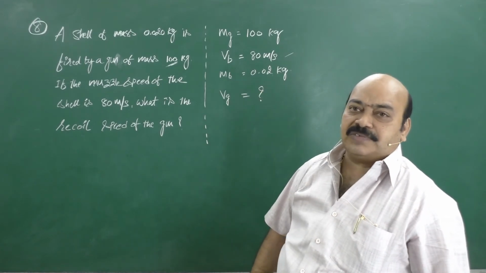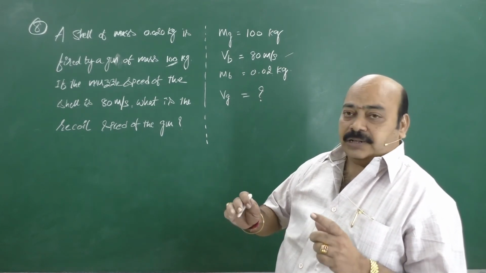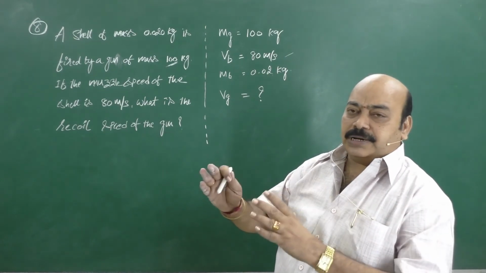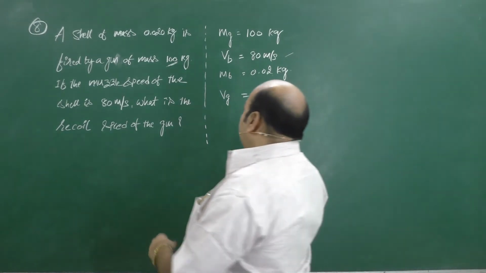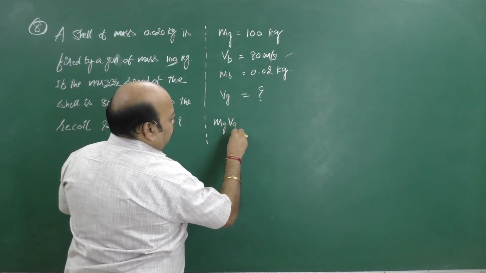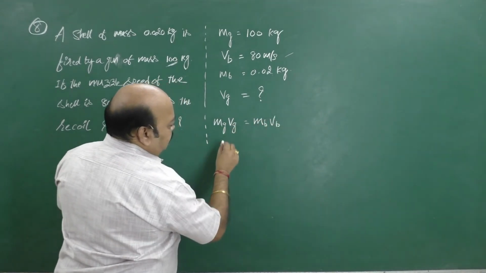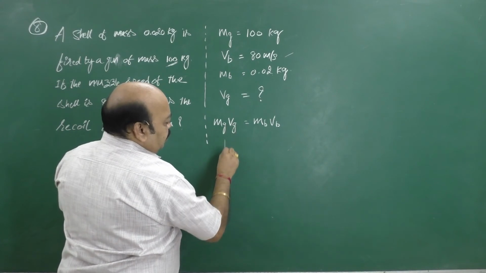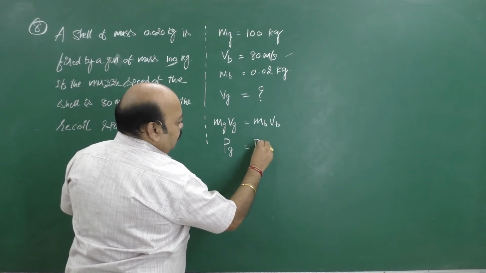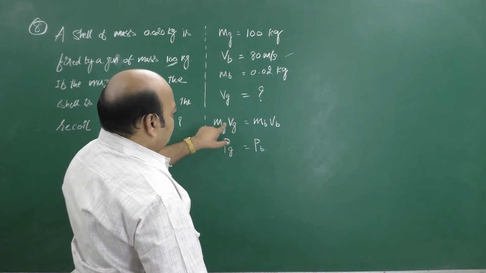According to the law of conservation of momentum, the momentum must be conserved. That's why the total momentum of the gun and the total momentum of the bullet must be same. That's why I will write the formula as mg into vg is equal to mb into vb. This is nothing but the momentum of the gun, equal to mb into vb, the momentum of the bullet. These two are equal. So now we are going to calculate this factor Vg.